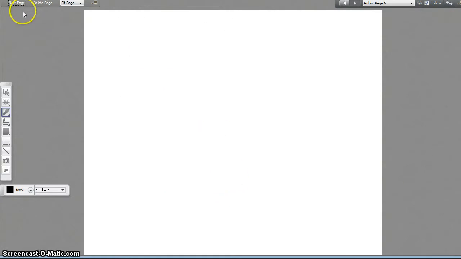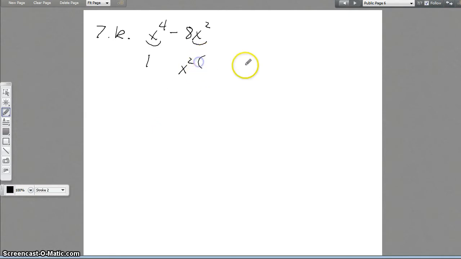Now I'm going to go to a new page and do number 7k. This is x to the 4th minus 8x squared. So first we look at our coefficients. Our coefficients are an understood 1 and a negative 8. The greatest common factor between 1 and 8 is going to be 1. So then we look at our variables. We do have an x in each term. So we do have a common variable. We have an x to the 4th and we have an x squared. What's the least power? The least power that we have here is the second power. So x squared is going to be our greatest common factor.